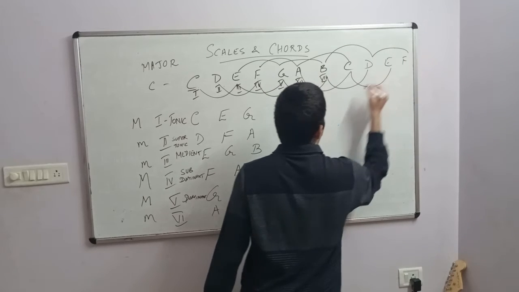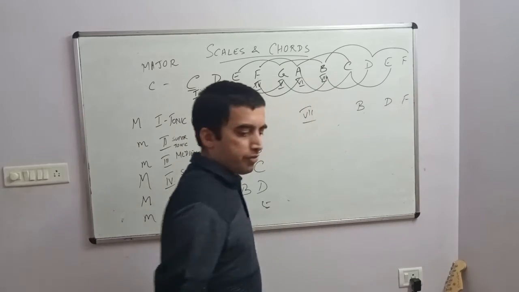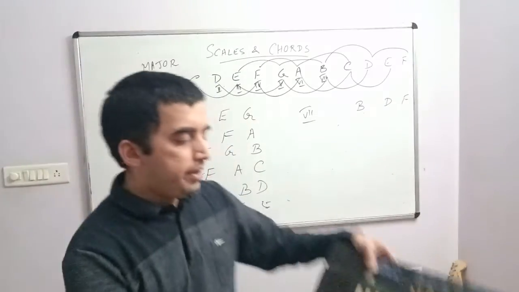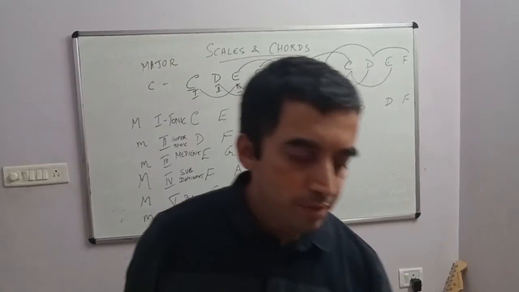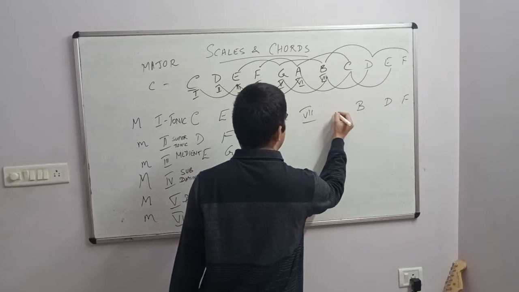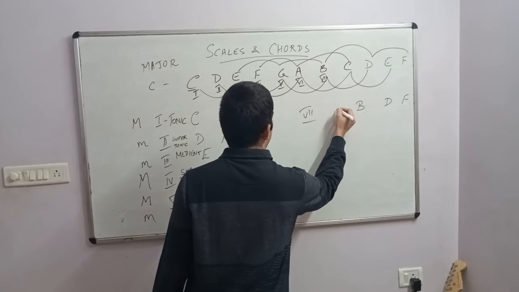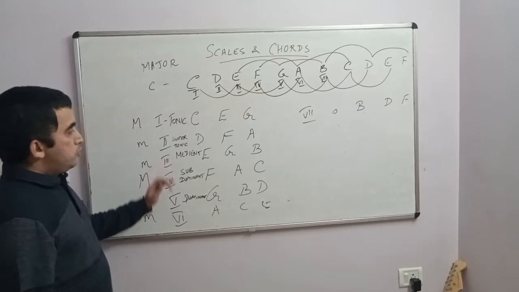B, D, F. Correct? B, D and F. So B, D, F will be diminished. Right? So B, D, F is diminished. Okay?